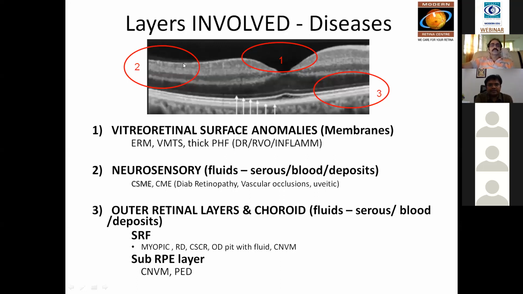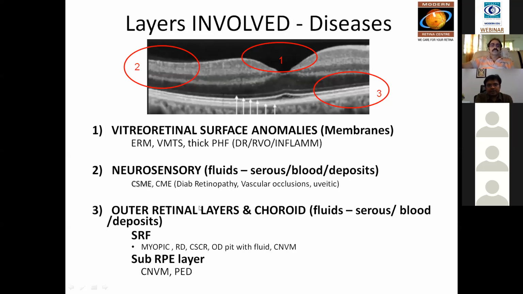The second one is presence of any abnormalities within the neurosensory retina. The neurosensory retina may contain either fluid, which could be either serous or blood, or it could have some deposits. Deposits in the sense of hard exudation or abnormal deposits which can sometimes accumulate there. Or it could be some membranes which can happen because of chronic inflammation.